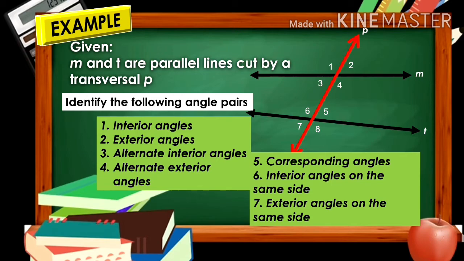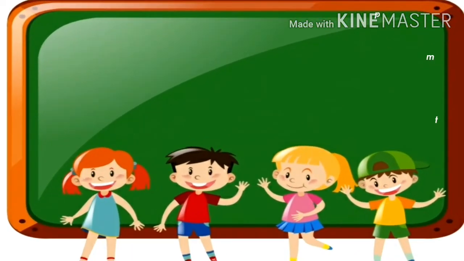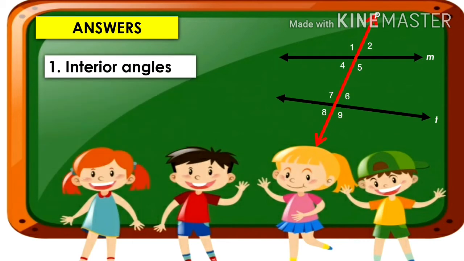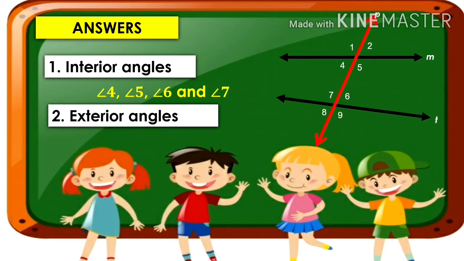So let's have the following answers. So for interior angles, we have angle 4, angle 5, angle 6, and angle 7. Angle 4, angle 5, angle 6, and angle 7 are the answer for interior angles. Next, exterior angles. We have angle 1, angle 2, and angle 9. They are found outside of the parallel lines.